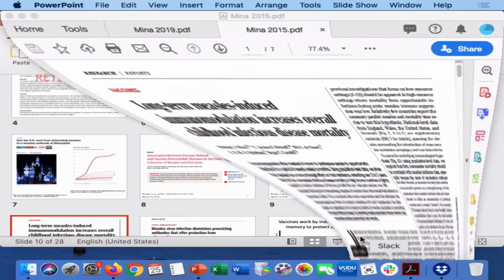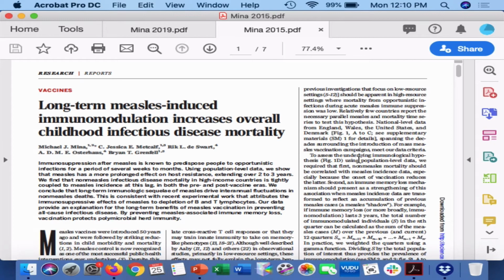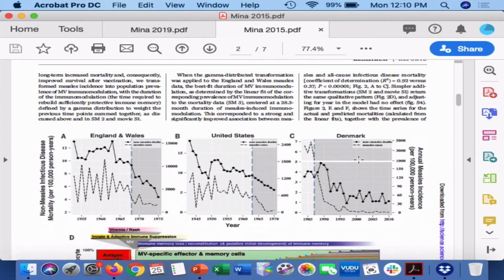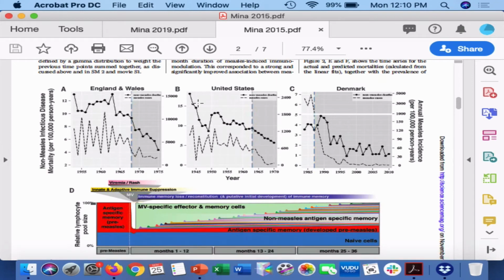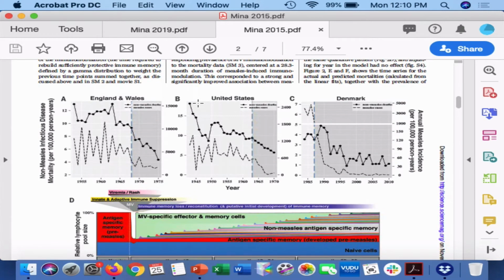And so what they showed here, if I can pull up the paper, so this is some of the key things that they've seen. If we look at these graphs, there are graphs from 3 different countries, either England and Wales, the United States, or Denmark. In the dotted lines, you can see the number of measles cases per year in each of these areas. And there's this gray area on each of them. That gray area is when that country started to vaccinate against measles.